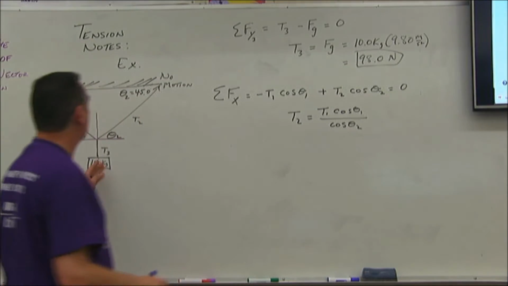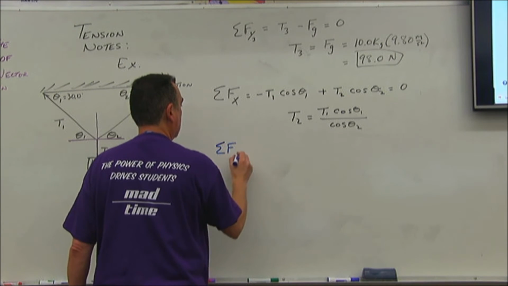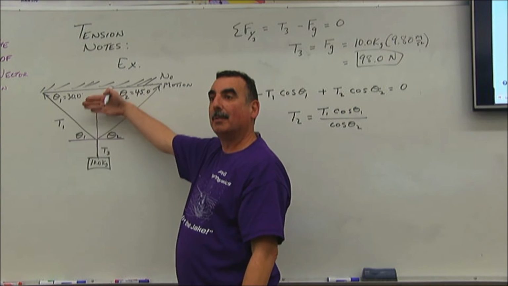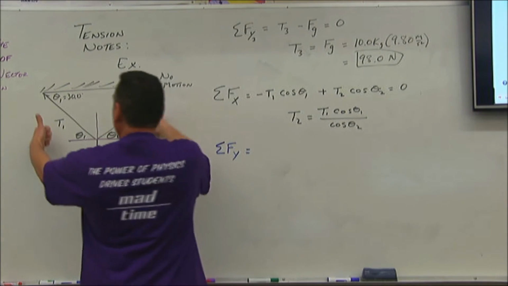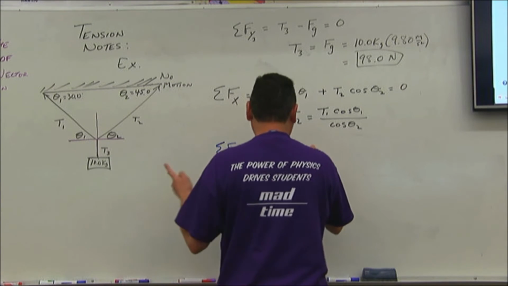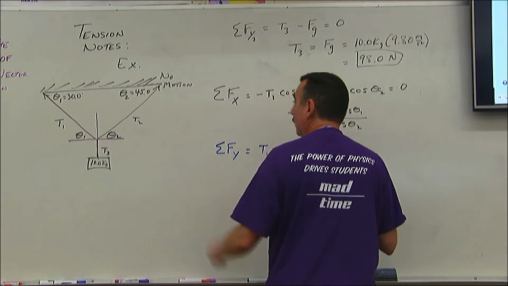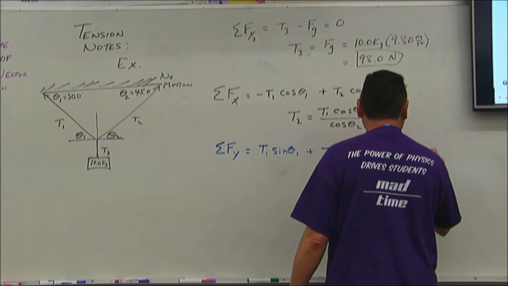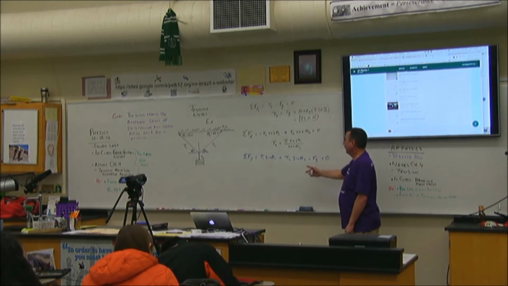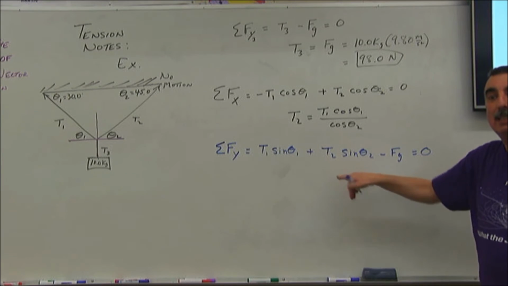Well, now let's solve for the y direction. So sigma Fy. These are above, so it's all positive. So this is going to be T1 sine theta 1 plus, well, I'll do this one, T2 sine theta 2. Fg is negative. And since it's not moving up or down, sweetness. I still have two unknowns. Oh no, not anymore. I can substitute. I now know T2. I can substitute this in here.